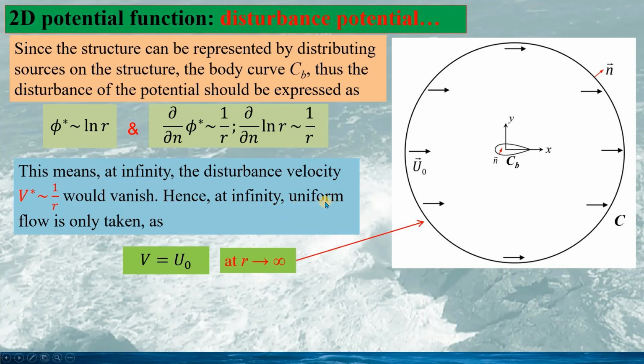Hence, at infinity, only the uniform flow is taken, despite the existence of the structure CB here, and we have the expression as this when r is infinite.